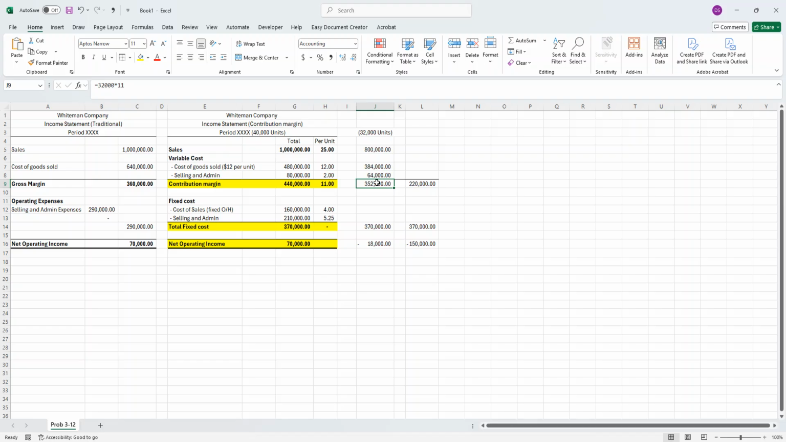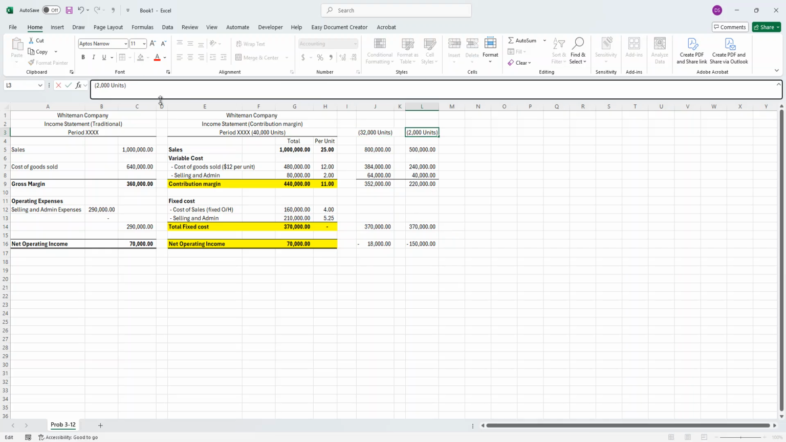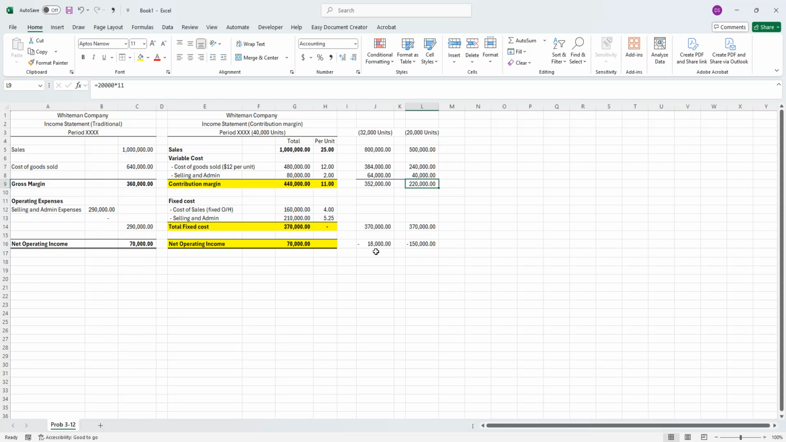Okay, so I take $2 times 32,000, and if you do this minus this, you will get the exact amount that I have here. Then you can do the same thing here as well: take this number and multiply by 20,000 units. You can just put this formula because it does the same thing. I will copy paste. You see that now I just take $2 times 20,000 units, and these remain the same as a dollar amount, so we don't need to change that. So as the production decreases, the variable cost decreases with the same proportion, and eventually the losses will keep increasing.